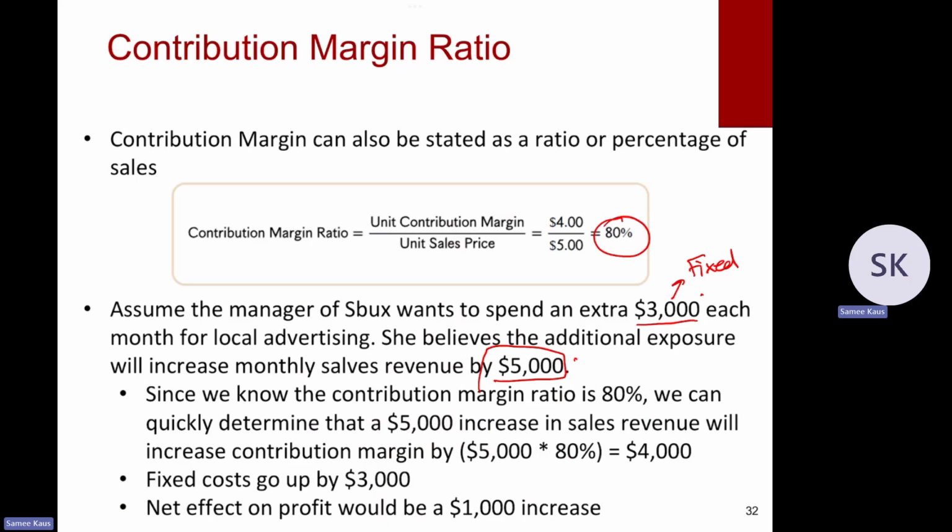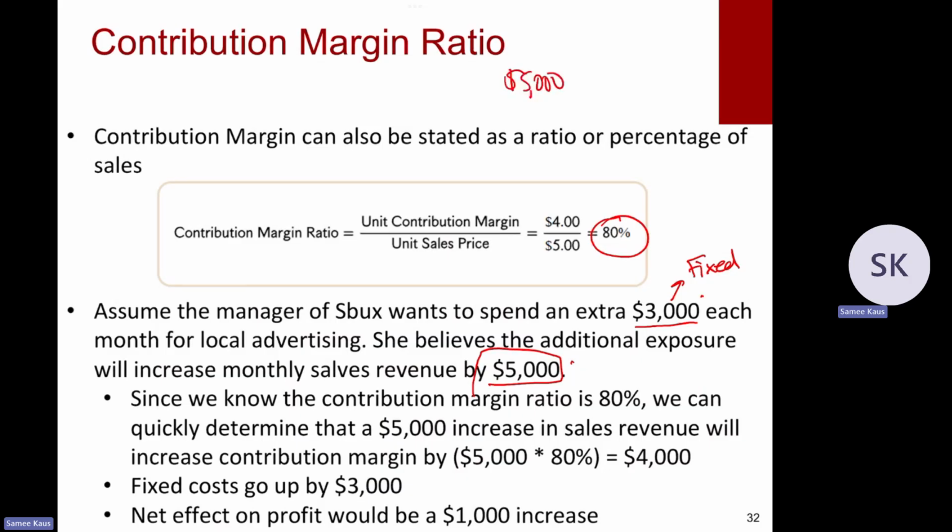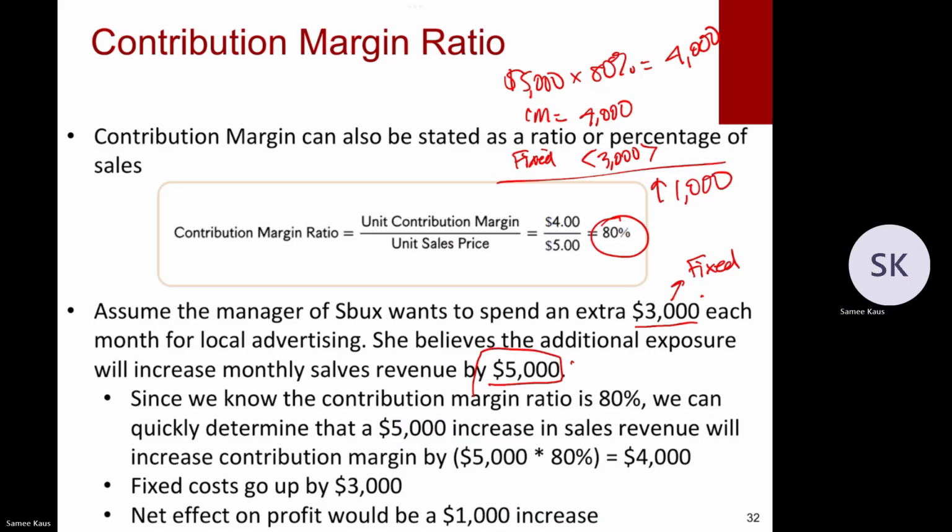I'm going to say that a $5,000 increase in my sales revenue, well, how much of that am I going to take home? I'm going to take home 80% of that, right? So I'm going to increase my contribution margin by 4,000. So I have a contribution margin equal to 4,000. Now I have fixed cost of 3,000 that's increasing. So I have an increase in profit of 1,000.